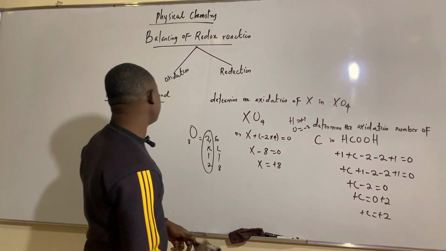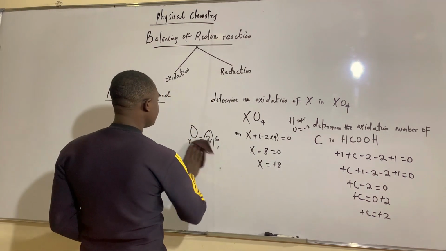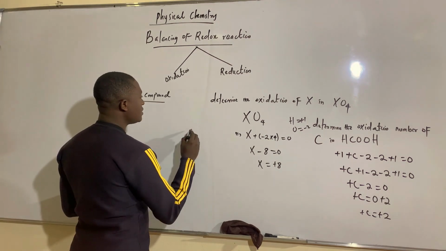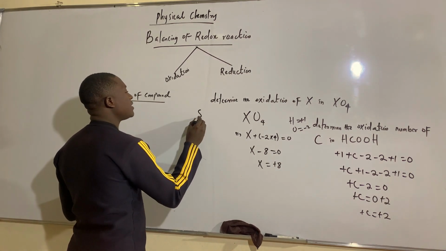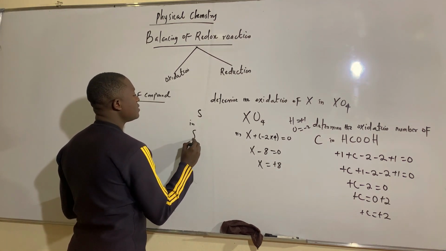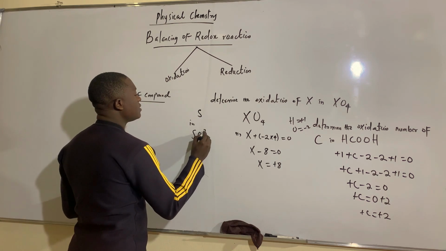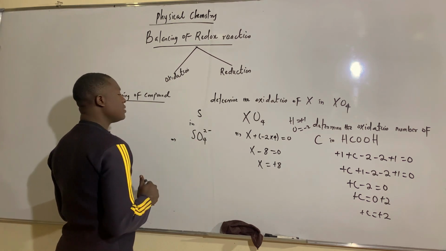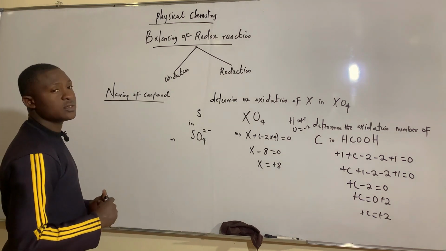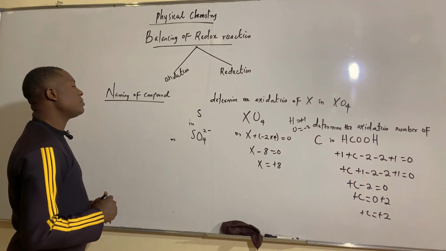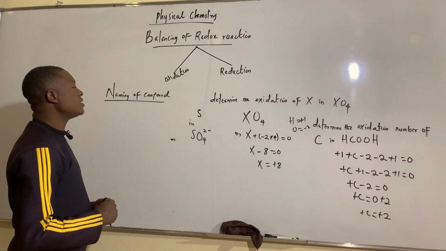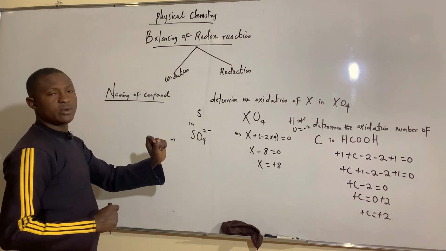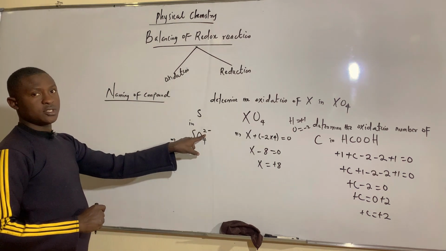For example, maybe they say determine the oxidation number of X in XO4 2 minus. You can see it's a radical compound. The only difference between that one is this has a charge, isn't it?